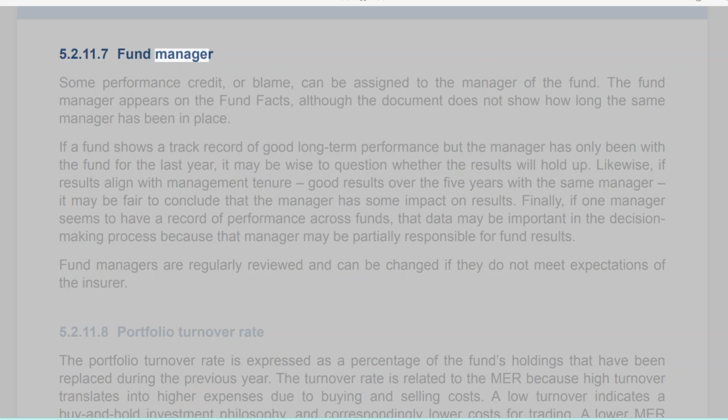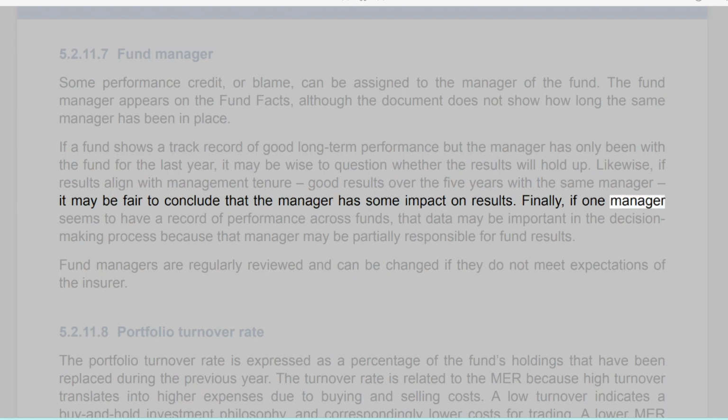5.2.11.7 Fund Manager. Some performance credit, or blame, can be assigned to the manager of the fund. The fund manager appears on the fund facts, although the document does not show how long the same manager has been in place. If a fund shows a track record of good long-term performance but the manager has only been with the fund for the last year, it may be wise to question whether the results will hold up. Likewise, if results align with management tenure, good results over the 5 years with the same manager, it may be fair to conclude that the manager has some impact on results.